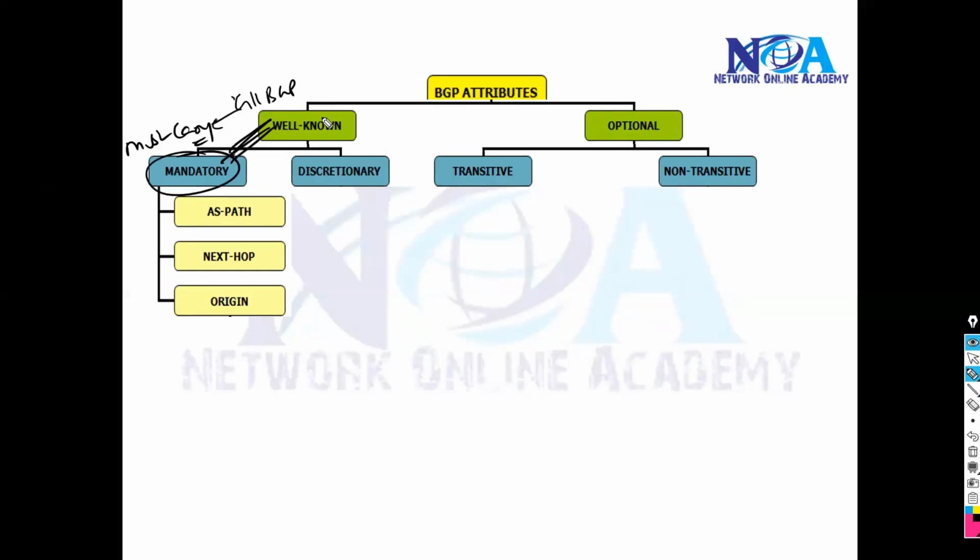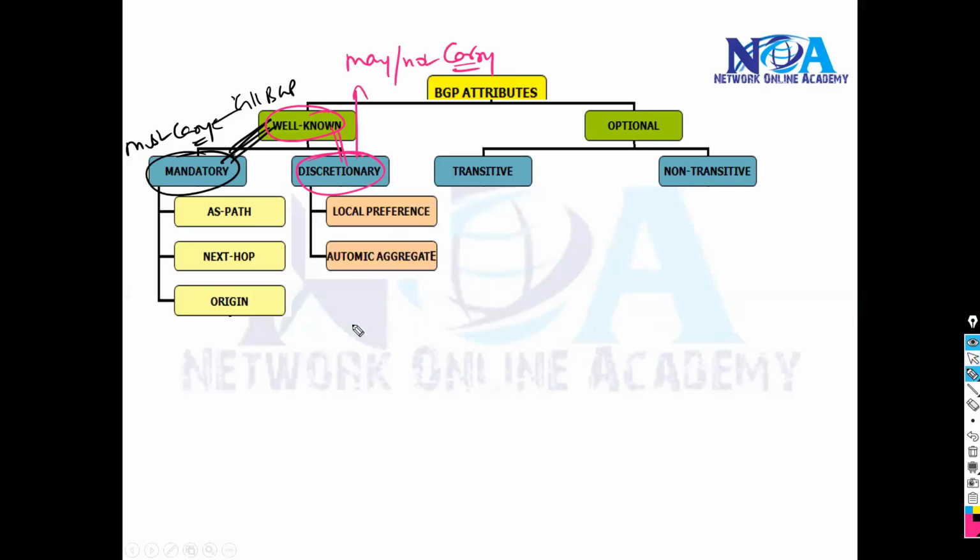Similarly, we have well-known discretionary. Discretionary means it may or may not carry, depending; just the opposite of must carry. For example, there is something called the local preference value. This attribute information will be carried only to internal BGP neighbors, but it will not be carried to external BGP neighbors. When I come to the actual attributes, I'll cover local preference a little bit later on.